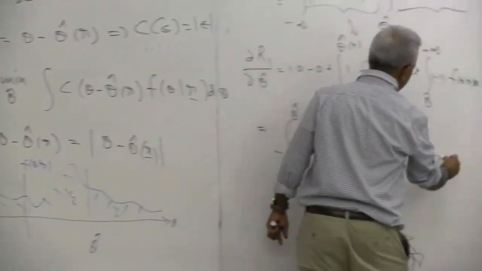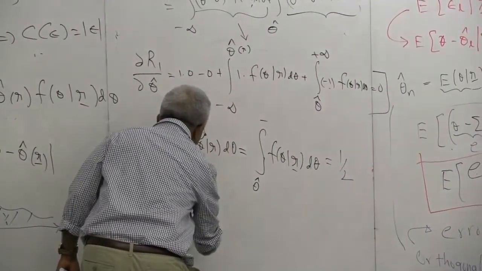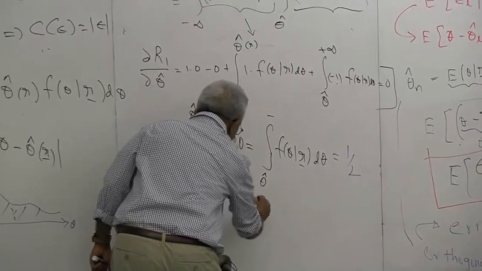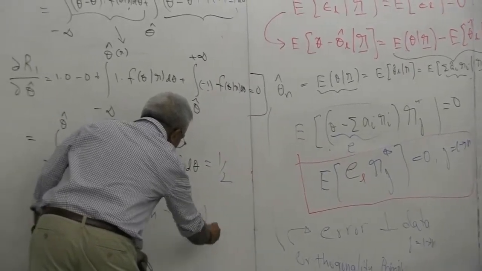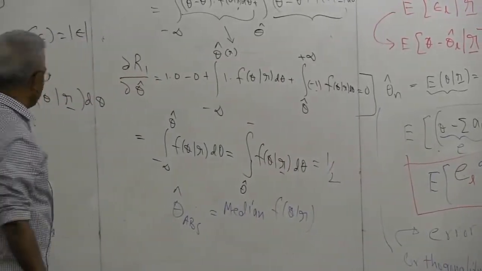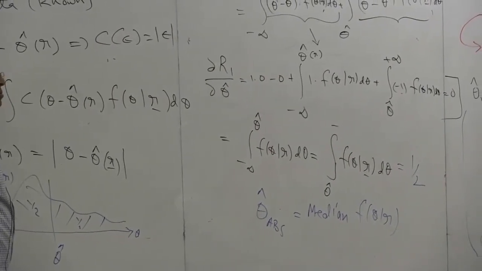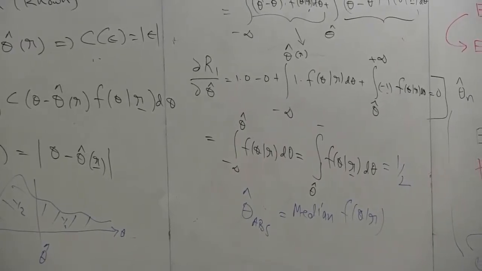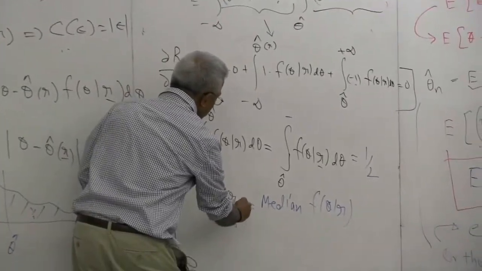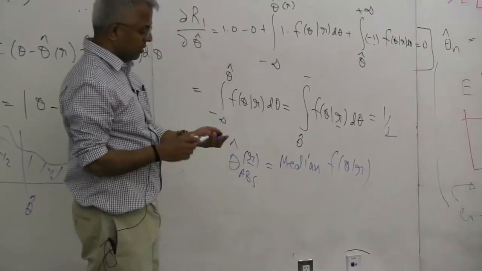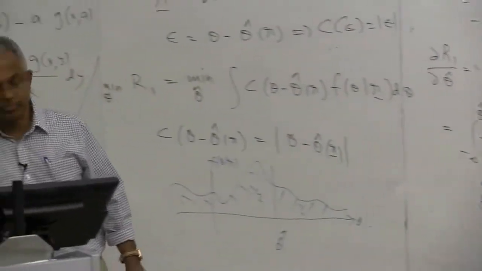So here I can write each of them must be equal to half. That means the theta hat is the median of the density function. The absolute value criterion says that, of course, it will be a function of the data. I'm using the absolute value as the criterion. Okay, so let's go to the last one.